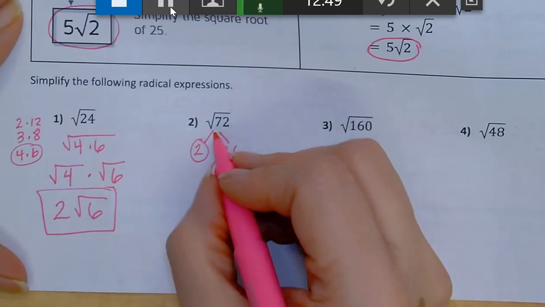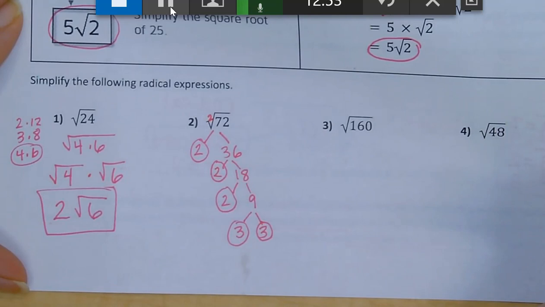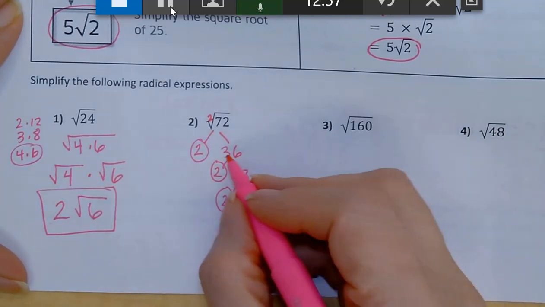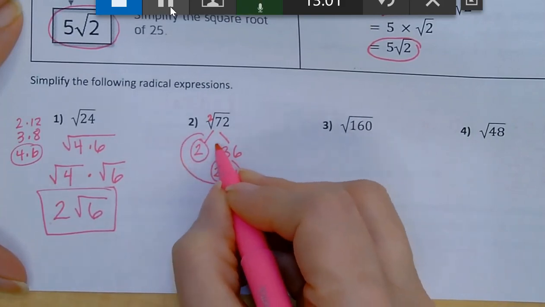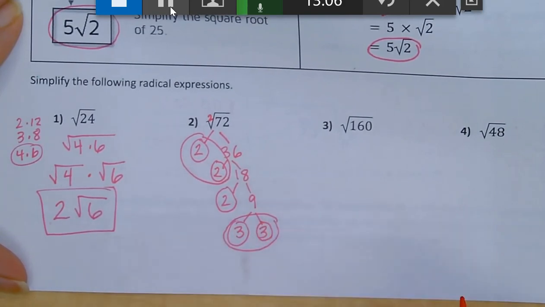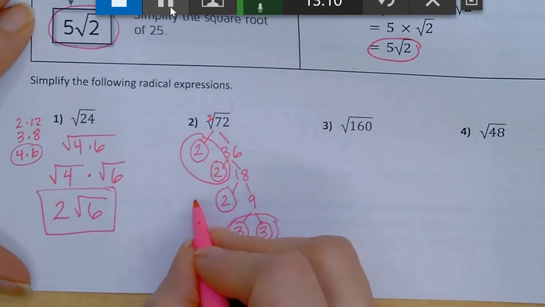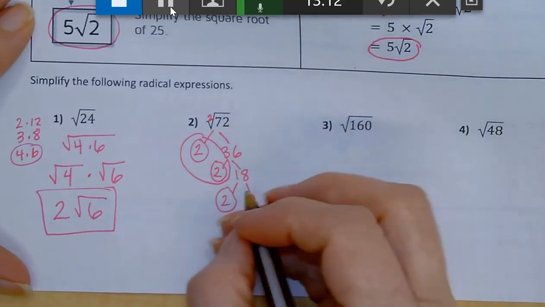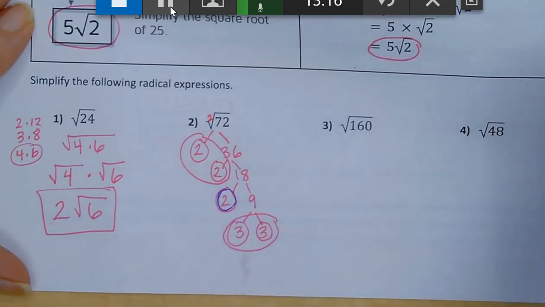Now remember, we said with a square root, there's an invisible 2 right there. So I'm looking for things that come in 2's. That's what I'm going to pull out of the house. Okay, so I'm going to pull a pair of 2's out, and I'm going to pull a pair of 3's out. They get to go outside of their little radical house, and this 2 here, he doesn't have a pair, right? He's all by himself, so he's going to stay in the house.